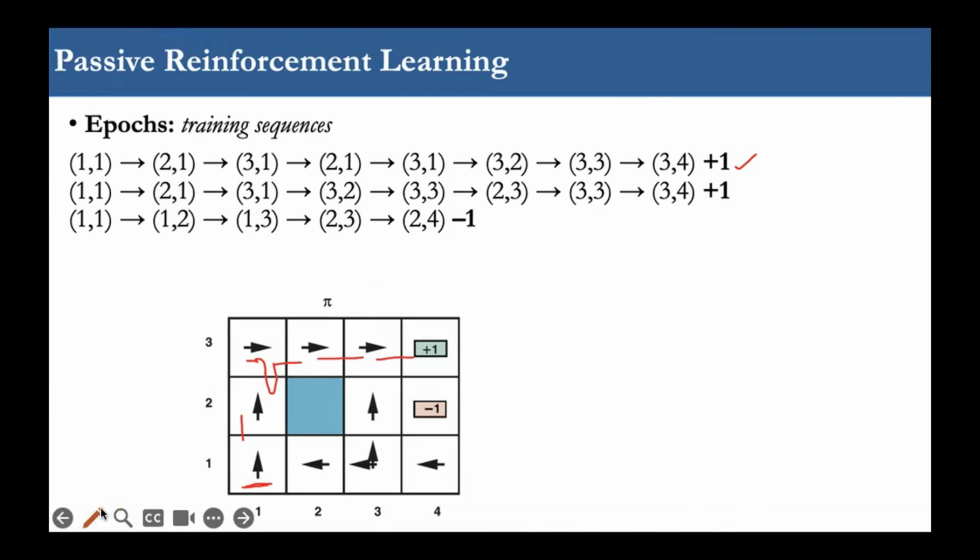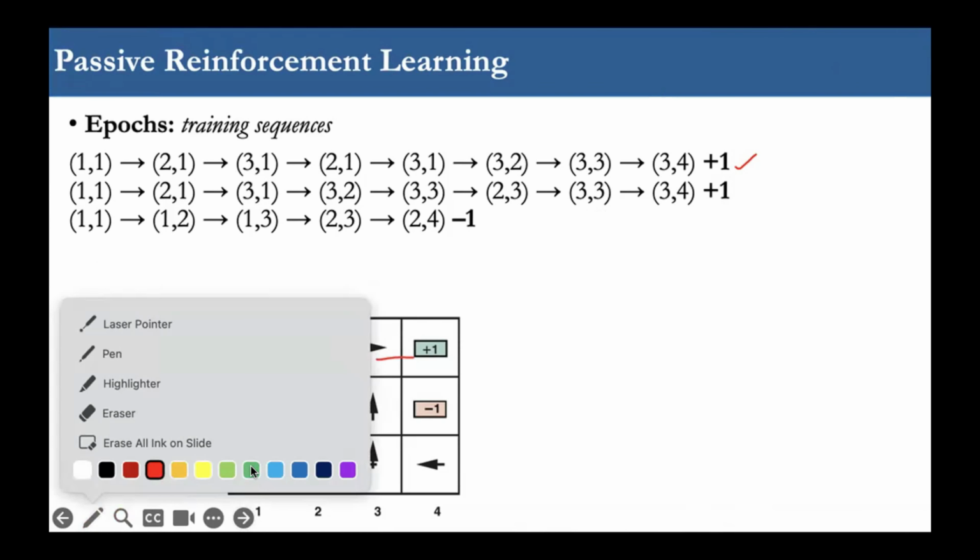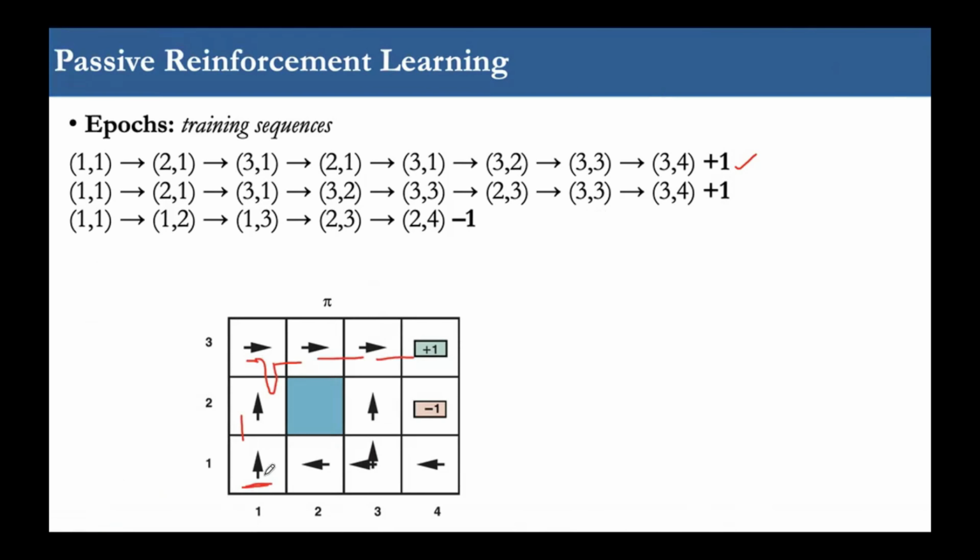So another kind of training epoch is, consider the initial status or the agent is in 1, 1. From here it moves to 2, 1 and then it goes to 3, 1. Then it moves to 3, 2. Then it moves to 3, 3. Then from 3, 3 it goes back to 2, 3 and then again it comes back to 3, 3 and then it moves to 3, 4. So this representation is given here in the second statement.